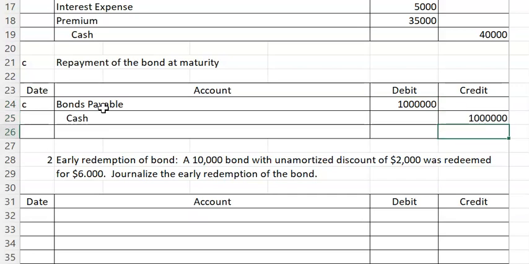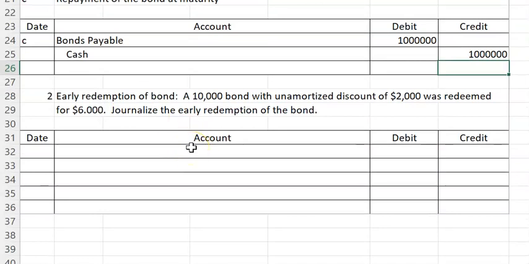The next one, which is number 2, is early redemption of the bond. A $10,000 bond with unamortized discount of $2,000 was redeemed for $6,000. Journalize the early redemption of the bond. Well, I know I need to clean up 2 accounts and recognize 2 accounts. So I'm going to clean up bonds payable. I'm going to make that balance 0. It had $10,000 in it. It was a credit, so now I'm going to debit it to get rid of it, so $10,000. I would like to get rid of the amount in my discount account. A discount has a normal debit balance, so to get rid of it, I credit it. So I'm going to credit discount for $2,000.